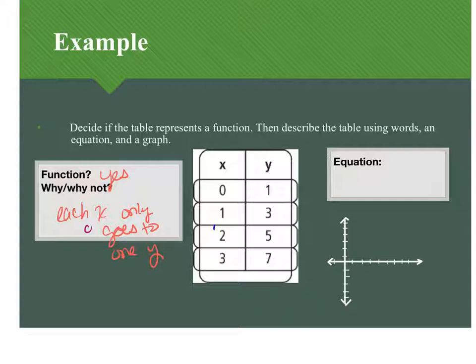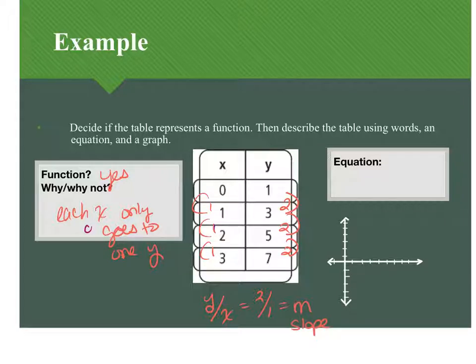Now, creating an equation is a little tricky, and we'll practice this. I have a game in class we'll practice this with. But to create an equation, you want to find the change in y. How much is y changing each time? And you're going to put that over the change in x. So in this case, the change is 2 over 1. And that's called our slope, our m.